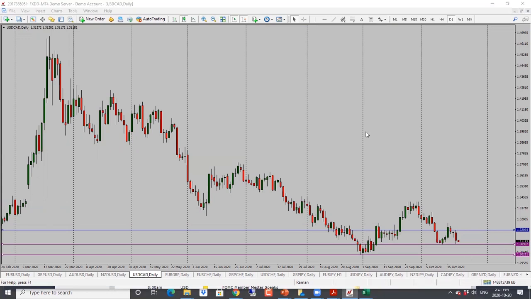We just need to be careful here because price is right into the support level. So we do need to see a break below for this one to continue. But like I said, sentiment is bullish in the market right now. So bearish bias for dollar CAD.